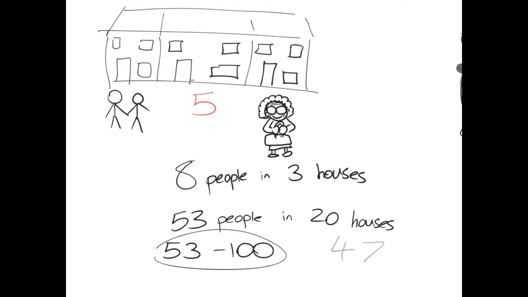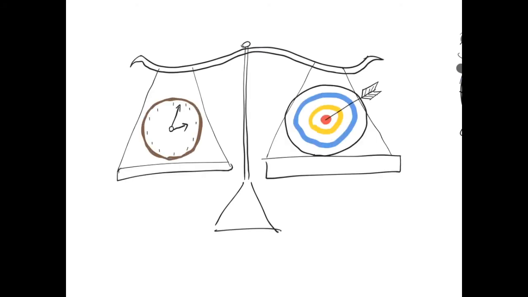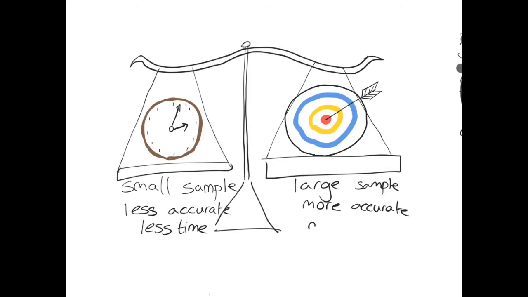That gives you a range of between 53 and 100 people living in a street. 47 people may have just winked out of existence based on your sampling error. Therefore, whenever we take samples, we are always juggling 2 things: time and accuracy. A smaller sample will take less time to count, but will be less accurate, whereas a larger sample will give you more accuracy, but will also take more time to conduct. Therefore, you must always be aware that the size of your sample will affect the accuracy of your results.